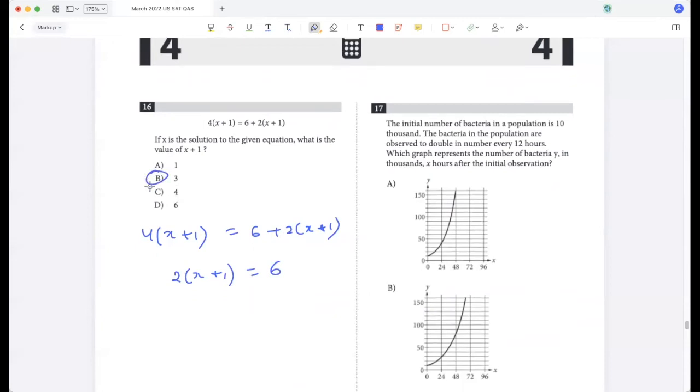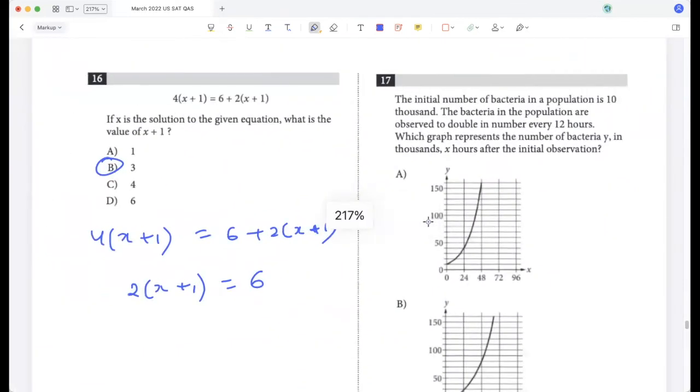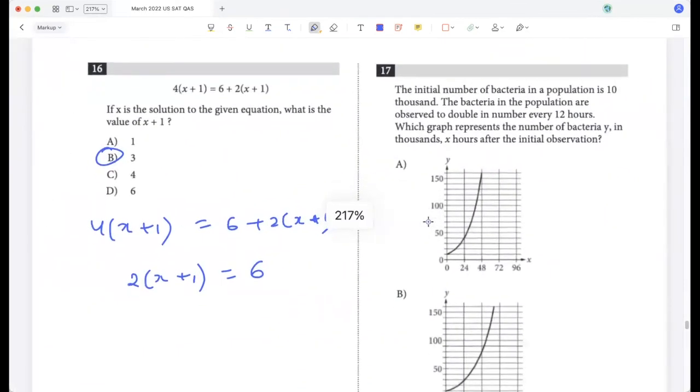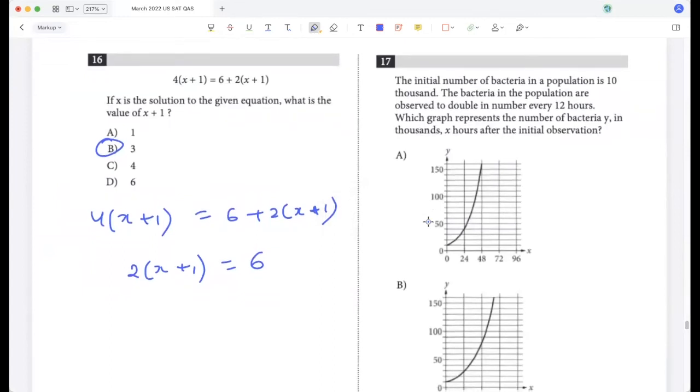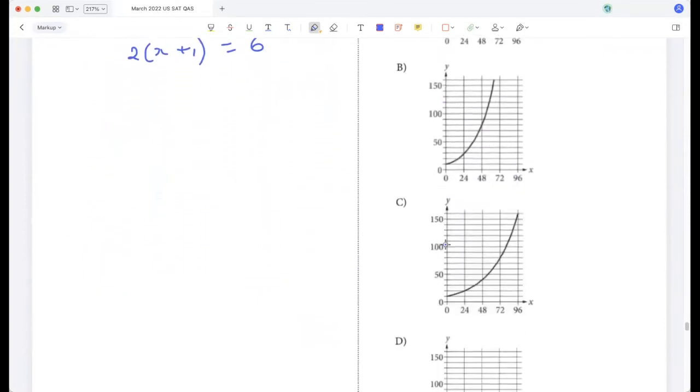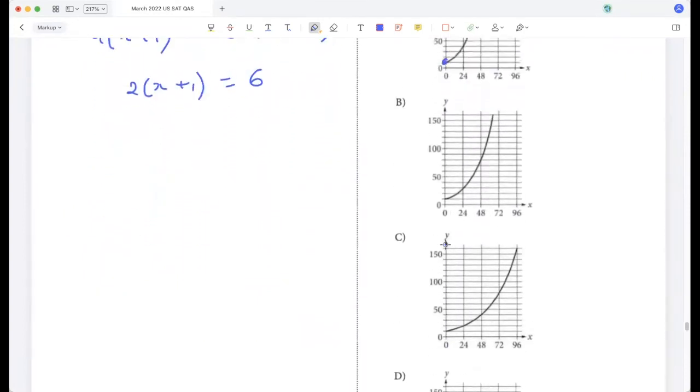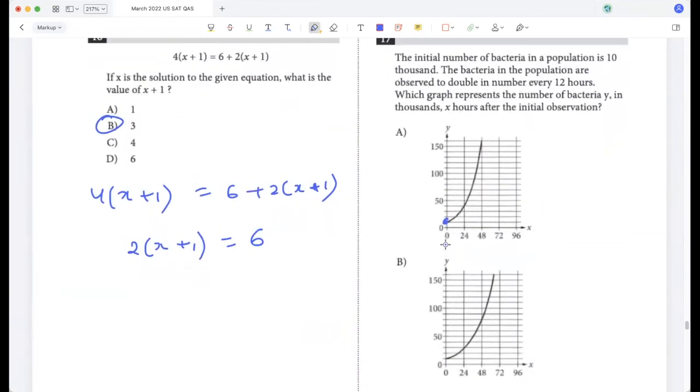The initial number of bacteria in a population is 10,000. Bacteria are observed to double every 12 hours. Which graph represents the number of bacteria x hours after the initial observation? So initial is 10,000. So this initial is correct. Okay, initial value is correct in all of them. Okay, it doubles every 12 hours.